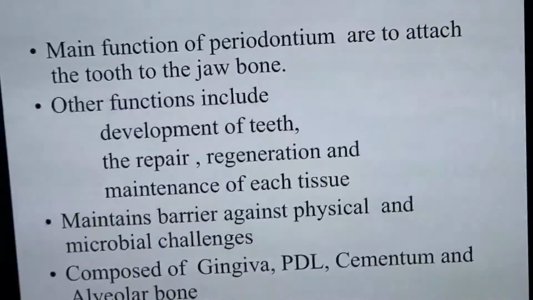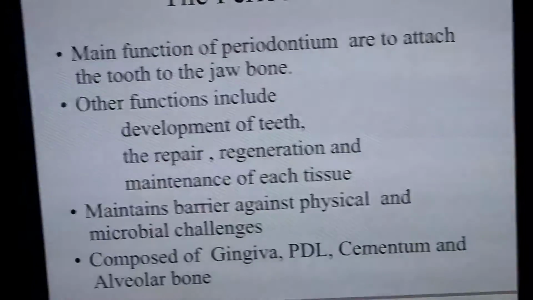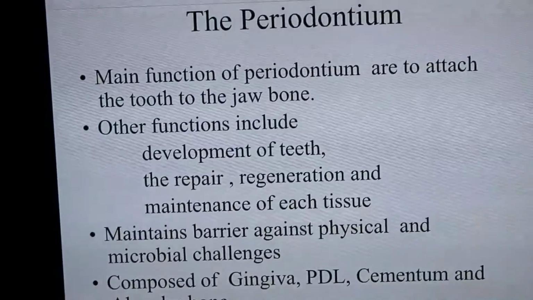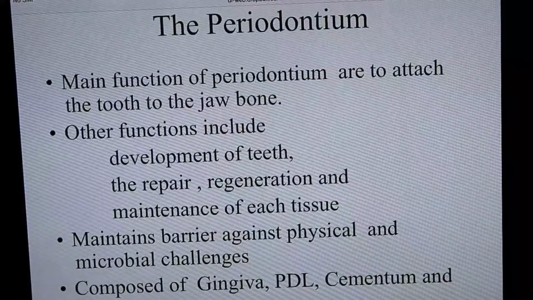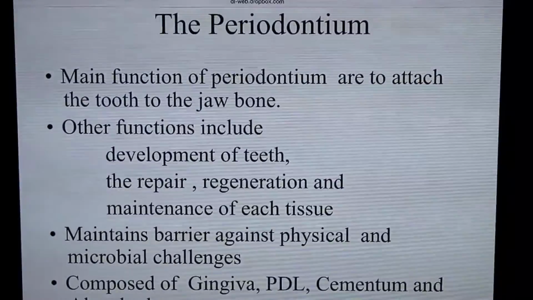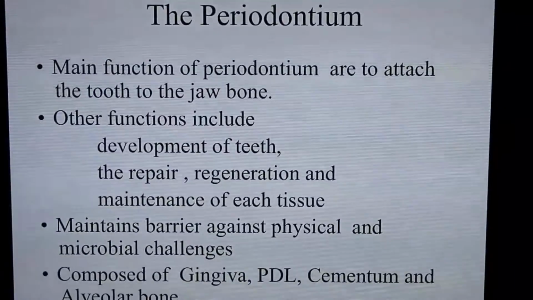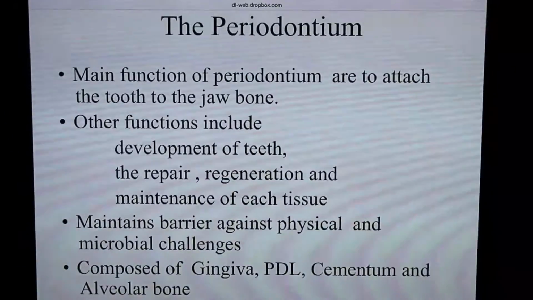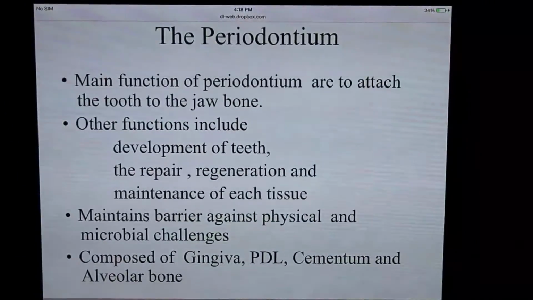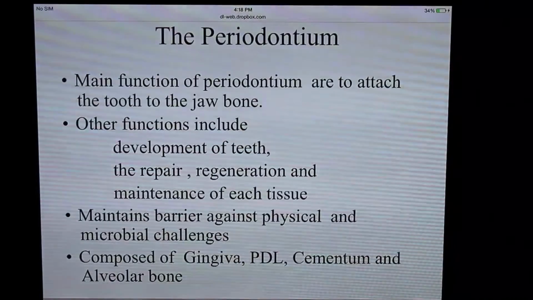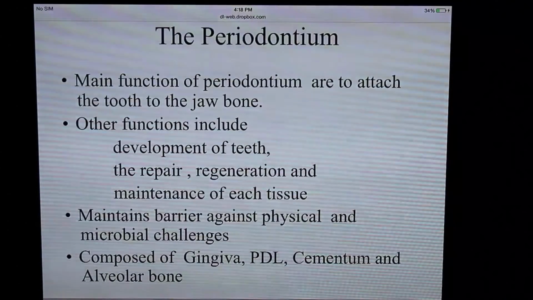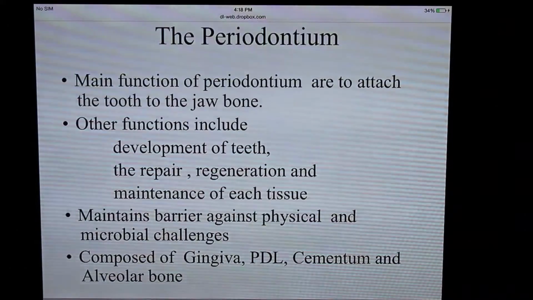Now, periodontium. What are the functions of periodontium? The main function of periodontium is to attach a tooth to the jaw bone. Other functions include participating in the development of teeth, and all these periodontal tissues help each other in repair, regeneration, and maintenance of each other. Like if bone is lost, gingiva will also recede. So they try to maintain each other in cooperation.